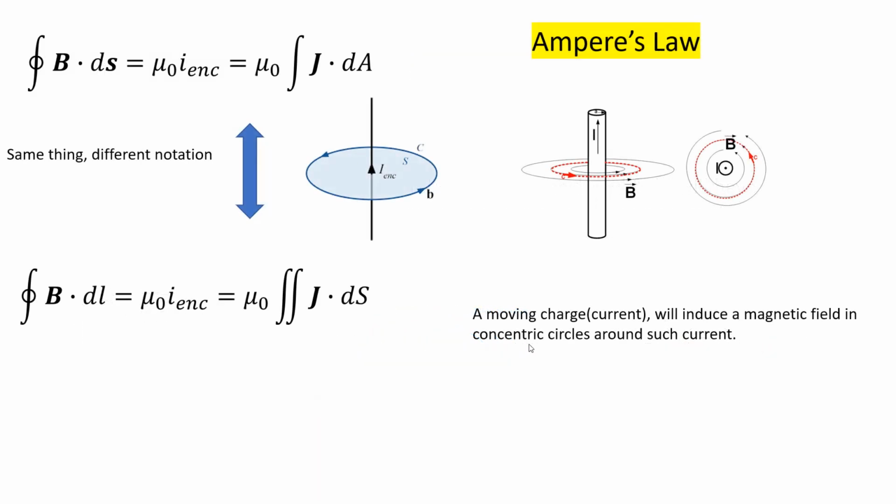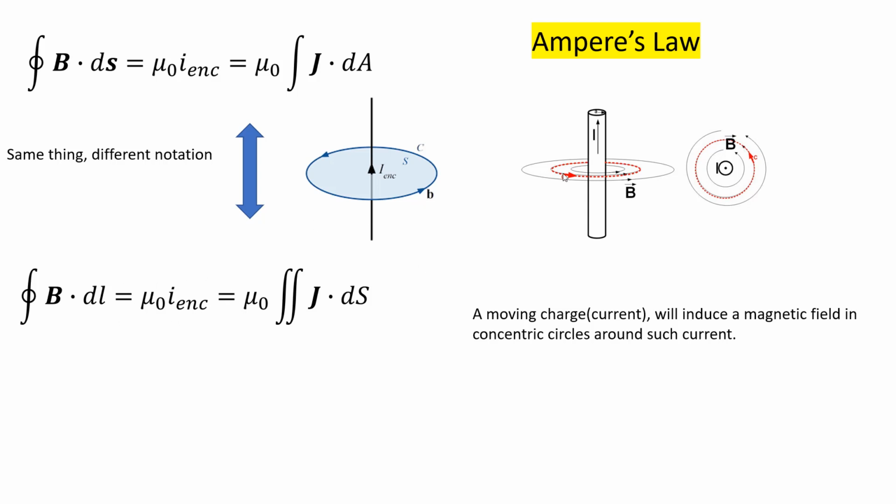Ampere's law tells us that a moving charge, which is a current, will induce a magnetic field in concentric circles around such current. Okay, so if you have a wire here with a current flowing through it, this would induce magnetic fields in concentric circles around the wire. Mathematically, it's represented like this.